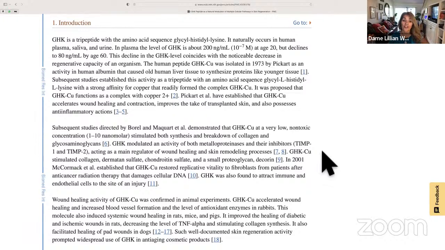So the human peptide GHK-Cu here says it was isolated in 1973 by Dr. Loren Pickart. It says Pickart found an activity in human albumin that caused old human liver tissue to synthesize proteins like younger tissue. Very important, because as you know, I'm going to hit a pause button here.